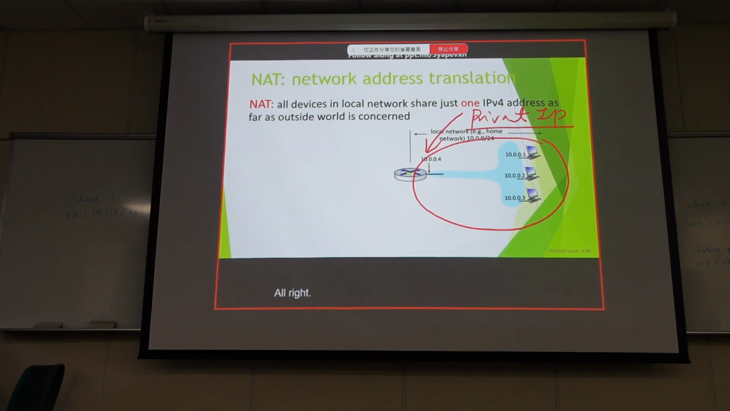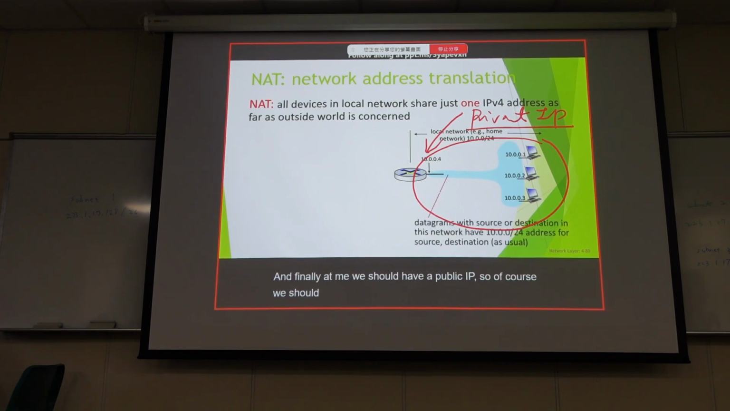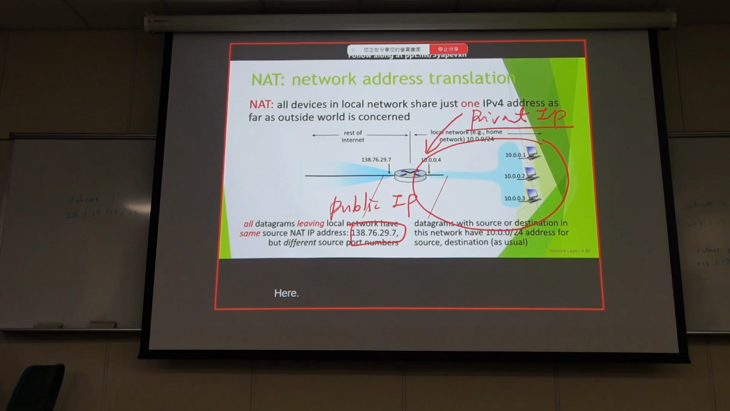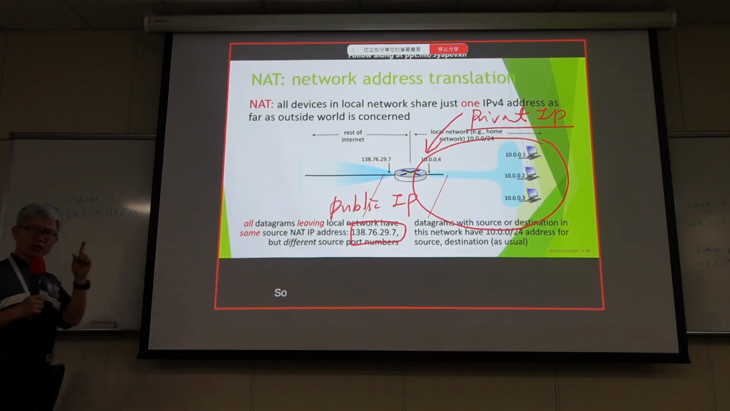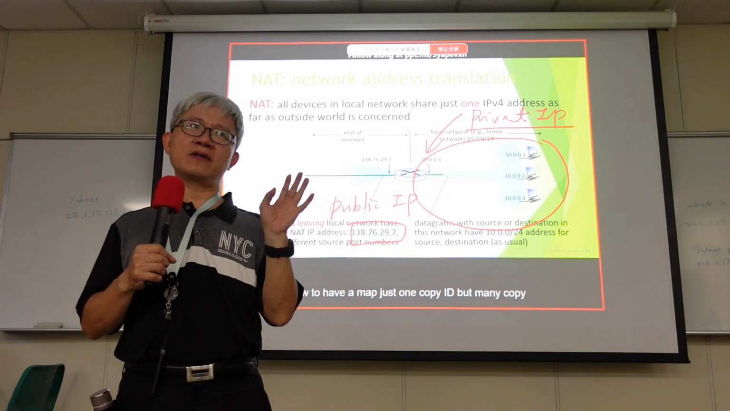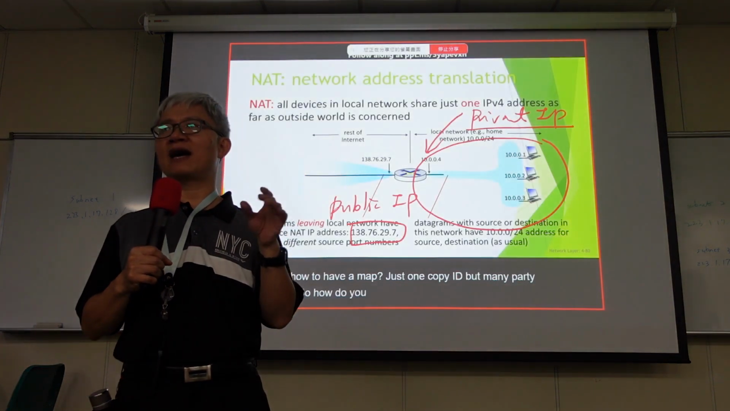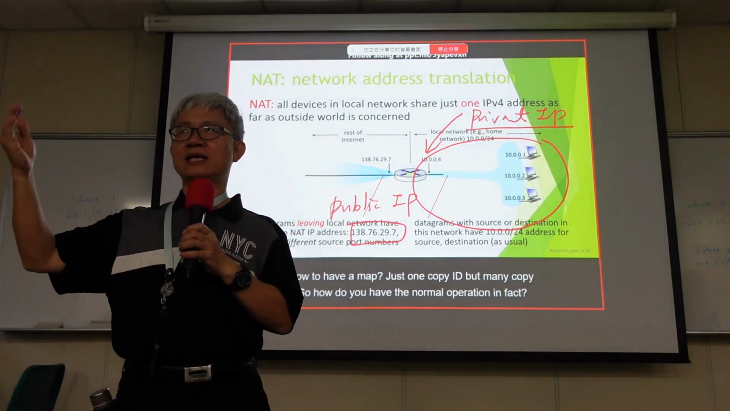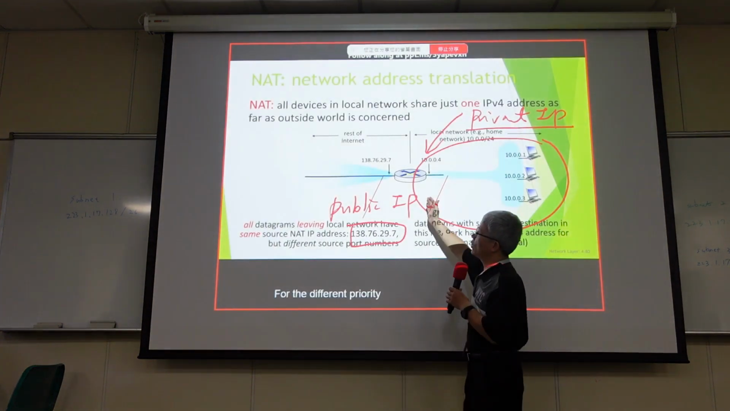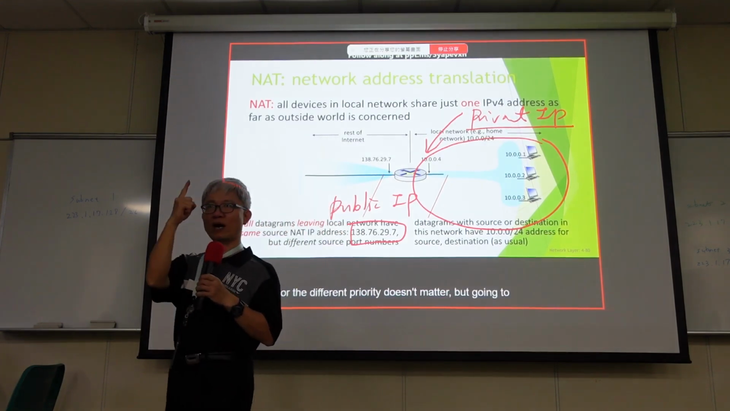Alright, and for the private IP, we should have a public IP. Of course, we should have one public IP. So how do we have a mapping? Just one public IP, but many private IPs. So how do we have normal operation? Different private IPs don't matter inside, but going to the outside, we should have one IP.